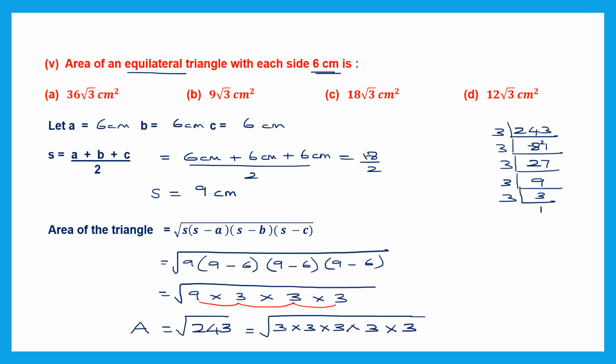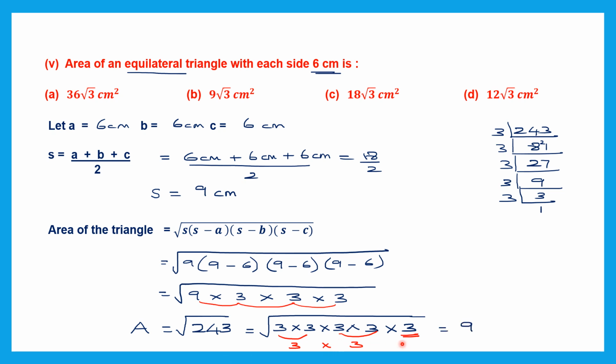Now we need to pair them up. So here when we pair, we take out 1 3 into, we pair them up, we get one more 3. Now this one doesn't have a pair. So the ones that have a pair, 3 into 3, let's multiply. So 3 into 3 is 9.